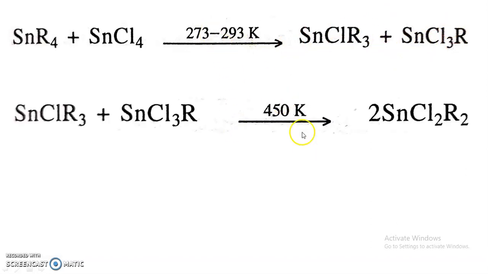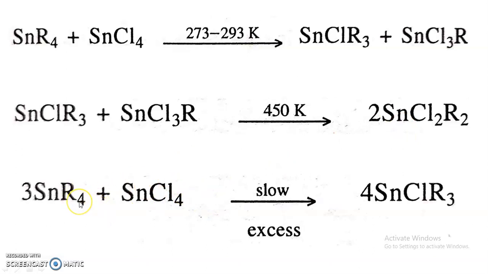When temperature is increased, at high temperature these compounds, that is trialkyl chlorotin and alkyl trichlorotin, react with each other, and at high temperature, that is 450 Kelvin, we get a new organometallic compound, that is dialkyl dichlorotin.